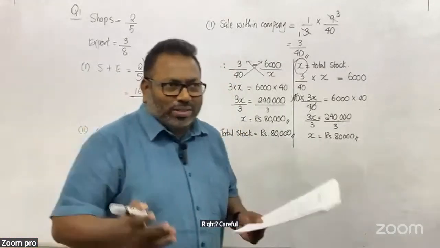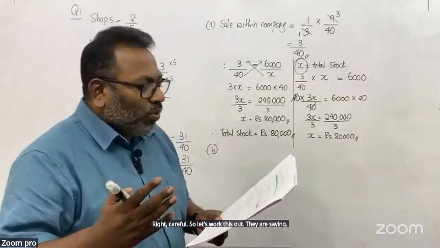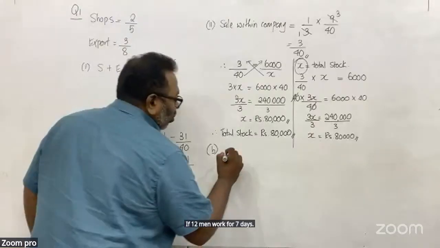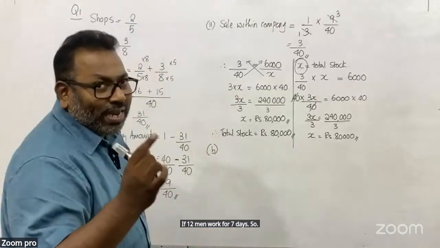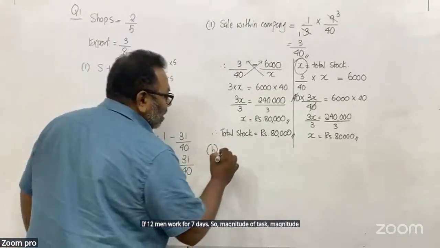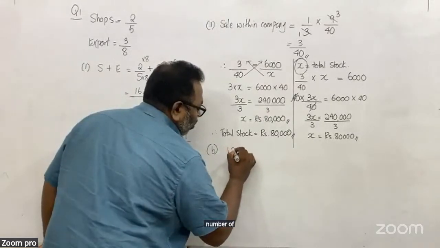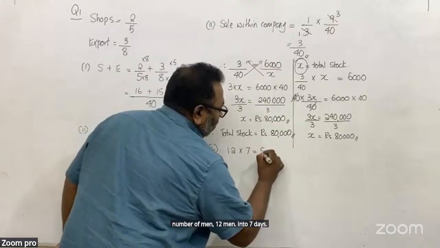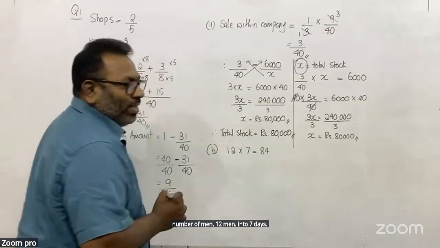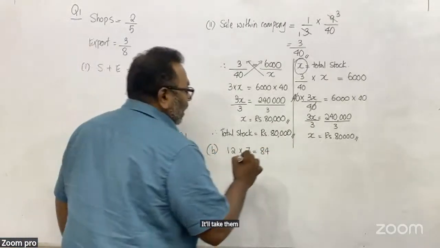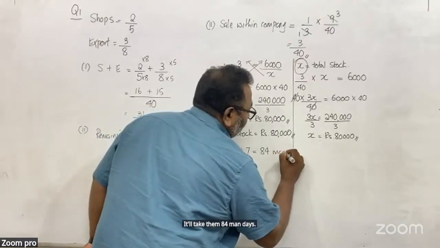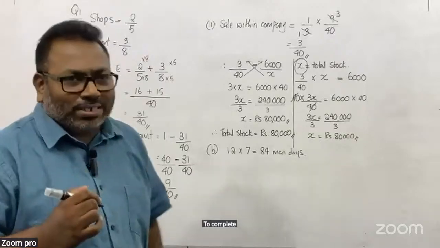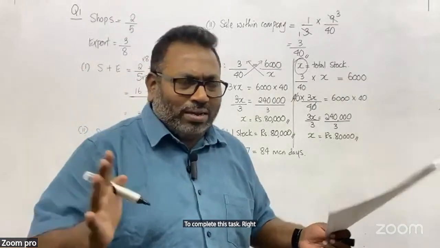So let's work this out. They are saying if 12 men work for 7 days, so magnitude of task is number of men, 12 men into 7 days. It will take them 84 man days to complete this task, right? To complete the work.